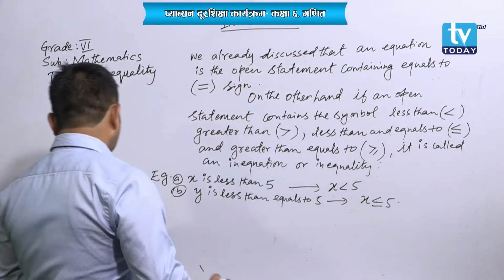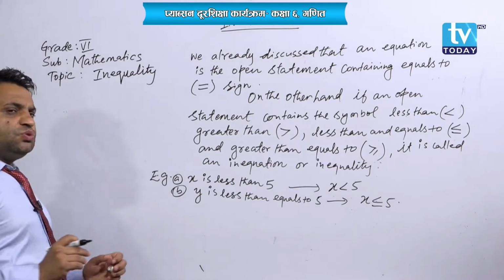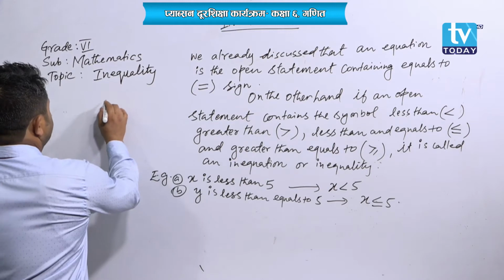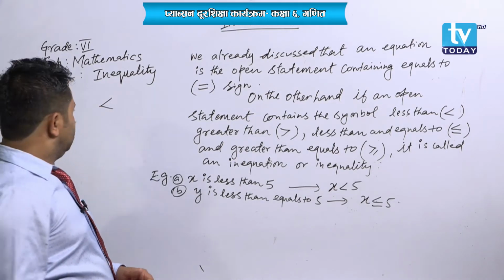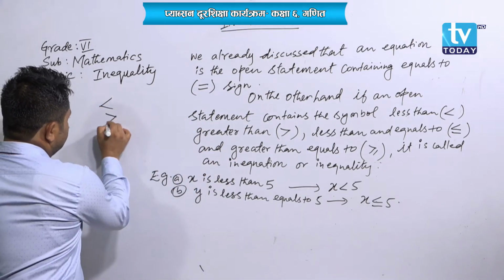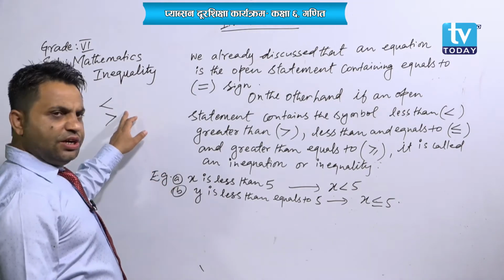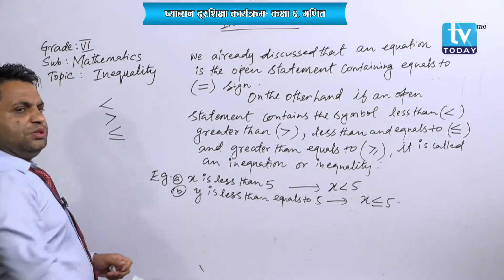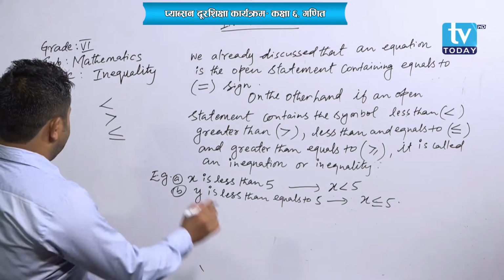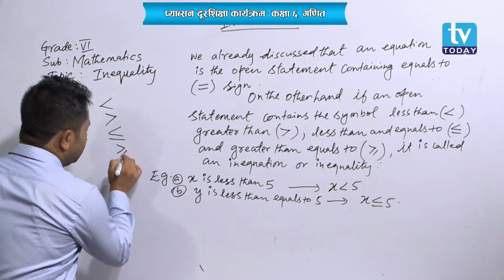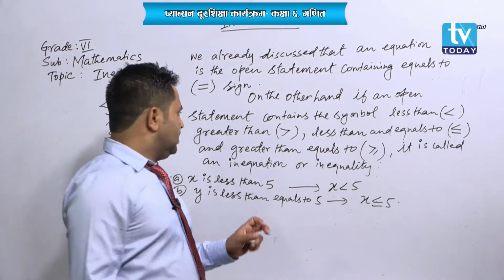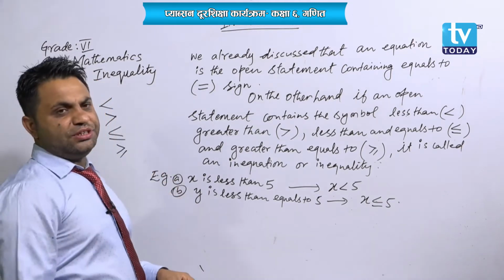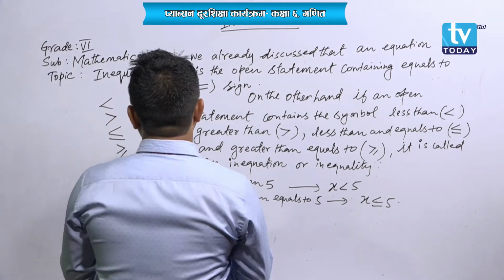Is that clear? In inequation, generally we use four symbols. This is less than, and this is greater than. Is that clear? And this is less than equals to. And this symbol is greater than equals to. Now we have to deal with these four symbols in inequality. Let me write some examples.